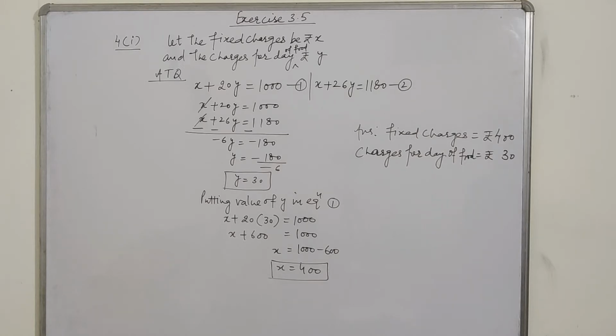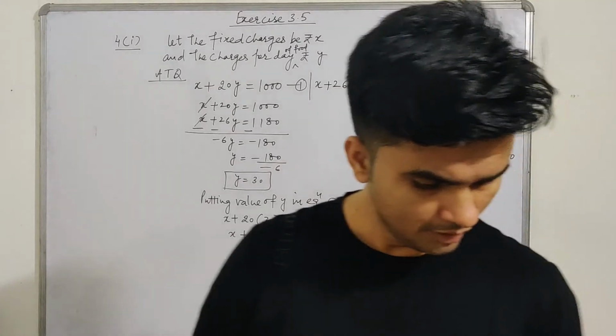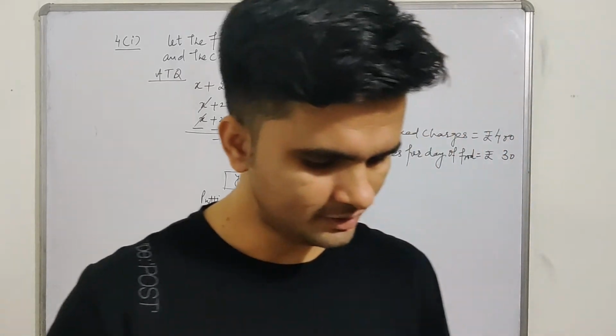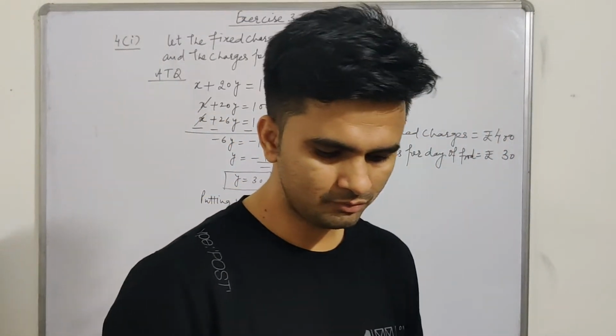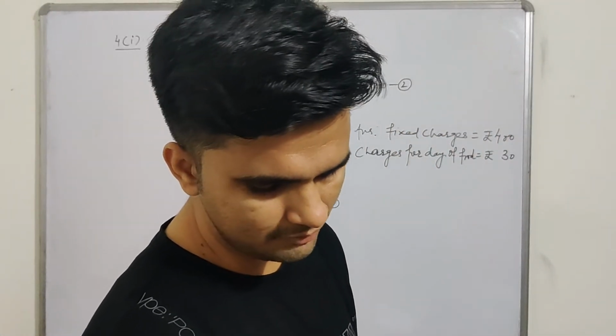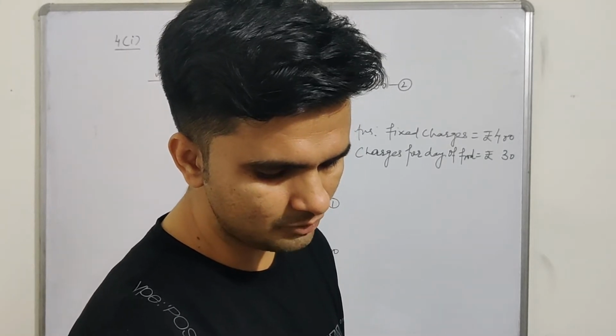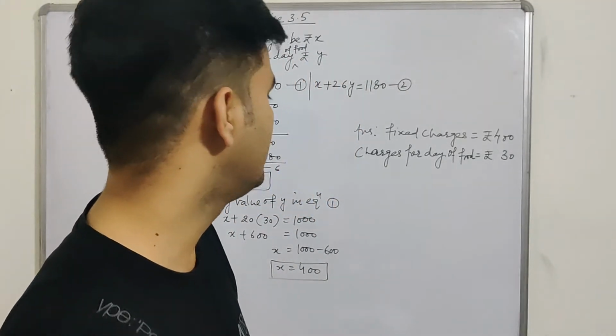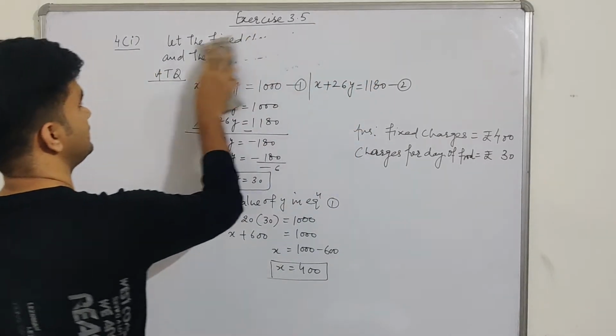Now come to the next part. A fraction becomes 1 by 3 when 1 is subtracted from the numerator, and it becomes 1 by 4 when 8 is added to the denominator. Find the fraction. See, this question is about fraction.